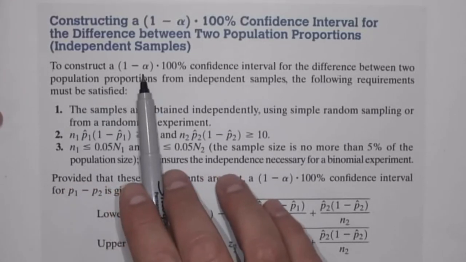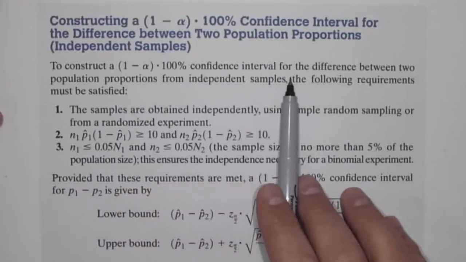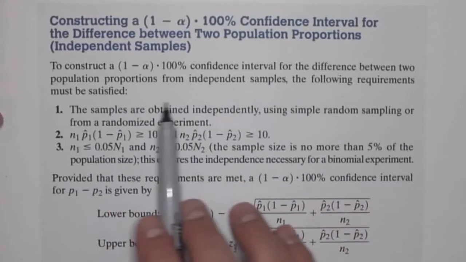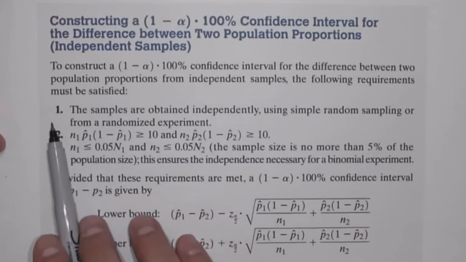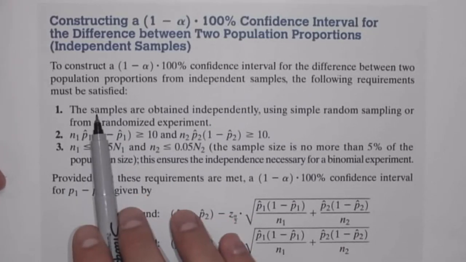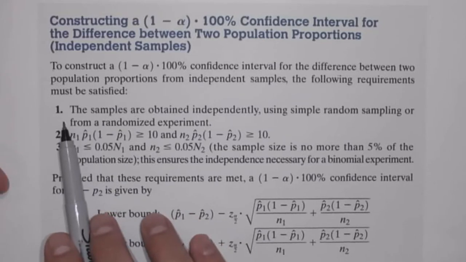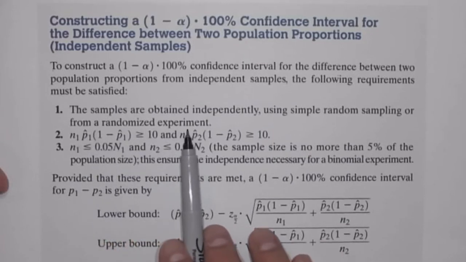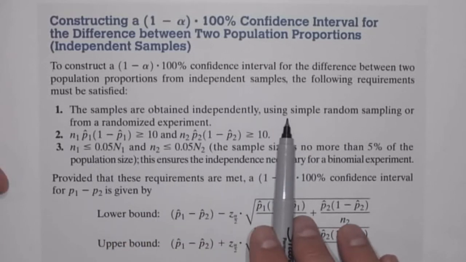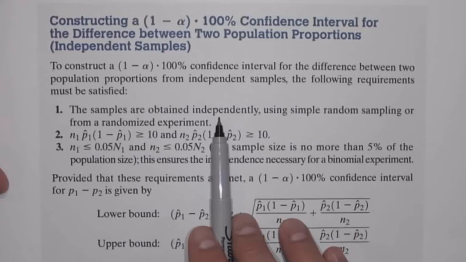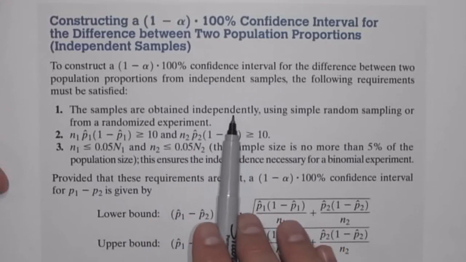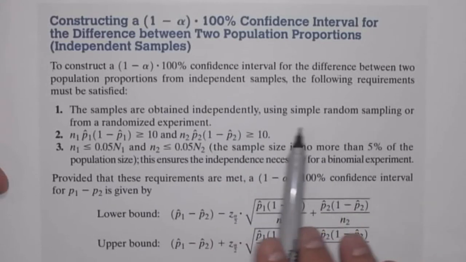To construct a 1 minus alpha times 100% confidence interval for the difference between two population proportions from independent samples, the following requirements must be satisfied. These are the same requirements that we had for our hypothesis test. 1. The samples are obtained independently using simple random sampling or a randomized experiment. In other words, the individuals from sample 1 are not related in any way to the individuals in sample 2. So sample 1 and sample 2 must be independent from each other and random sampling must be used.